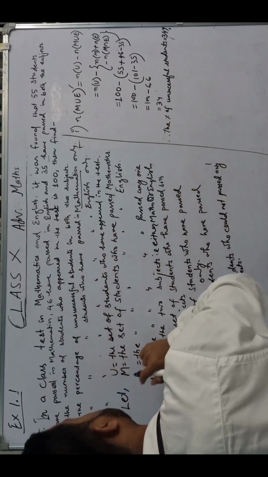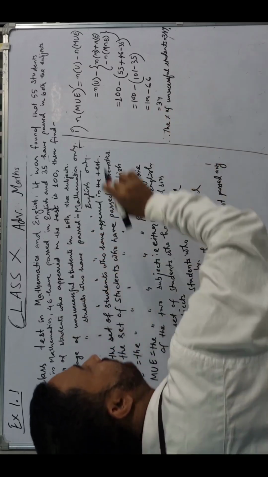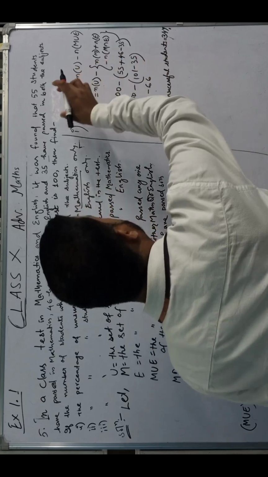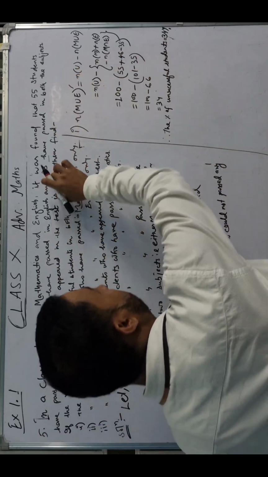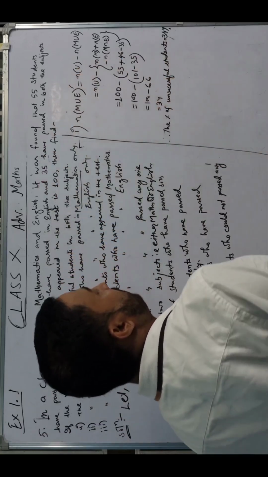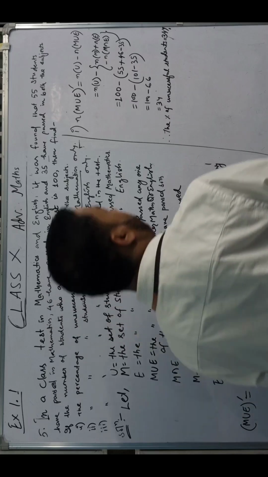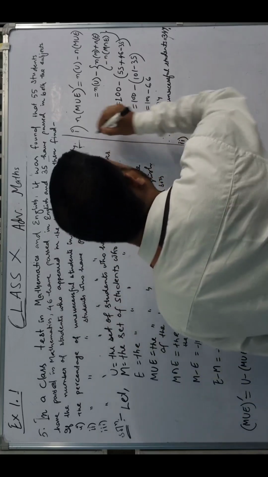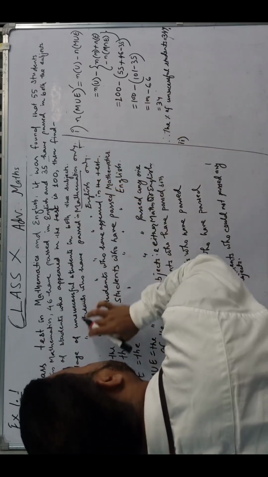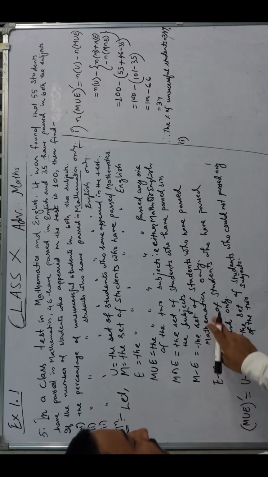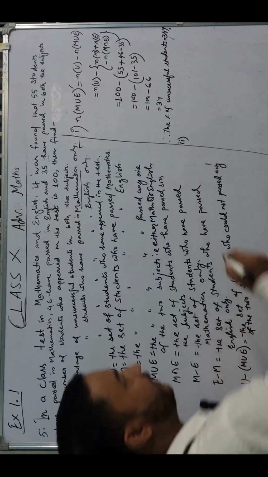Now question number 2 is the percentage of students. You see why I am taking 34 as 34%, because total students were 100. Out of 100 students, these 34 could not clear either subject. Those are the unsuccessful students. Question number 2 asks for the percentage of students who have passed in mathematics only. Now what is the set representing mathematics only? This is M difference E.